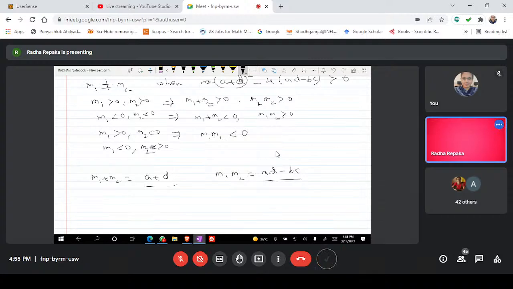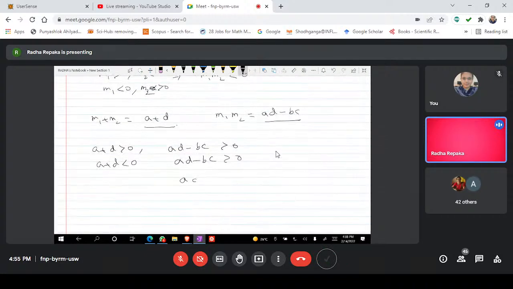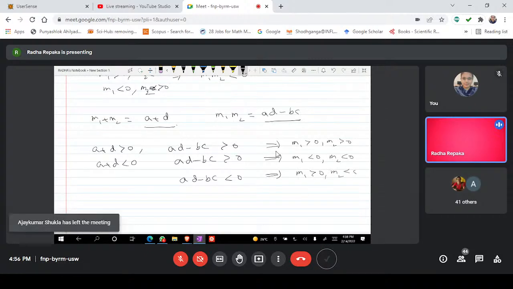3 cases. A plus D positive, AD minus BC positive; A plus D negative, AD minus BC positive; AD minus BC negative. In the first case, M1 is greater than 0, M2 is greater than 0. In the second, M1 is less than 0, M2 is less than 0. In the third, one of them is positive and the other one is negative.